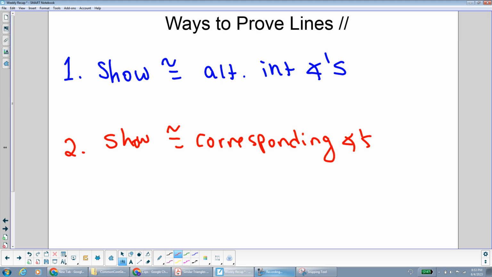And fun fact about parallel lines, remember that they have the same slopes. Perpendicular lines have negative reciprocal slopes. Parallel lines have equal slopes.